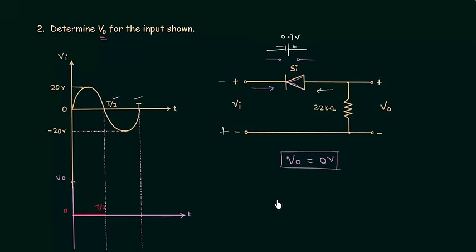We will apply Kirchhoff's voltage law for this negative half cycle. There are two ways to do this. Let's say this is the first way and this is the second way.